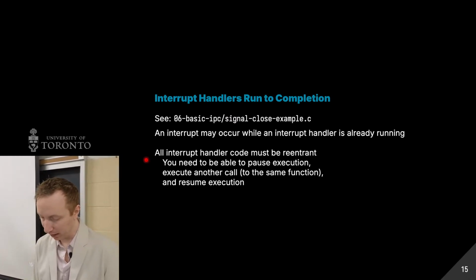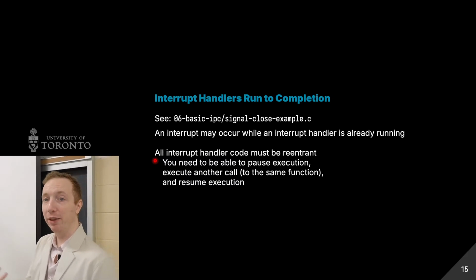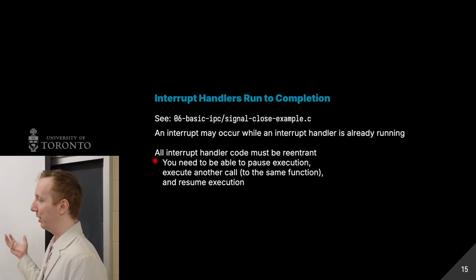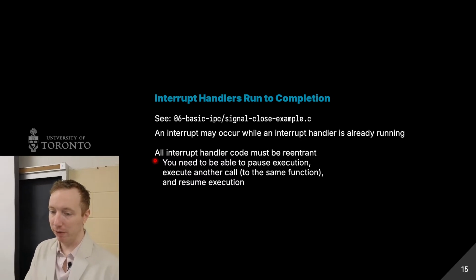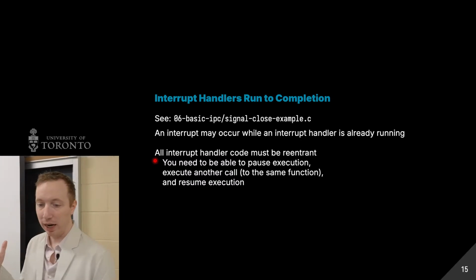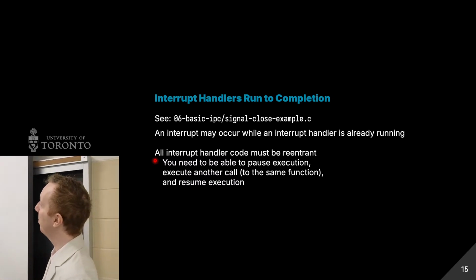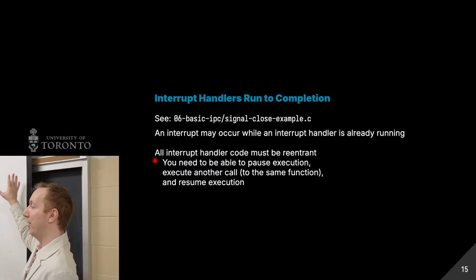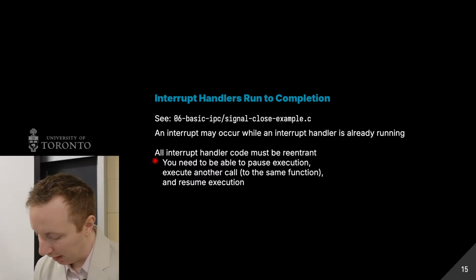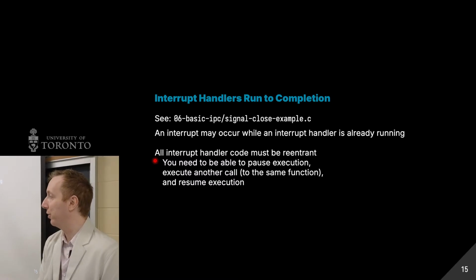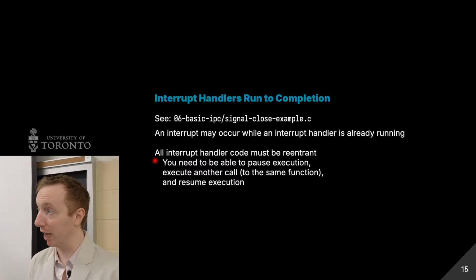So all your interrupt handler code must be something called reentrant. While in the middle of executing it, it should be able to call itself again and nothing bad should be able to happen. So it should be able to pause execution in the middle of it, execute another call to itself, and then resume execution from wherever it left off, which is actually kind of a hard topic. Do not worry about it for now. This will get revisited once we start talking about threads. But this property is actually really, really hard to program for, and it's one of the reasons people don't really like signals at all.